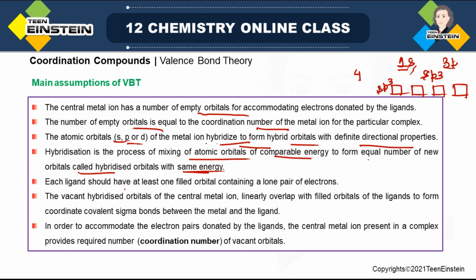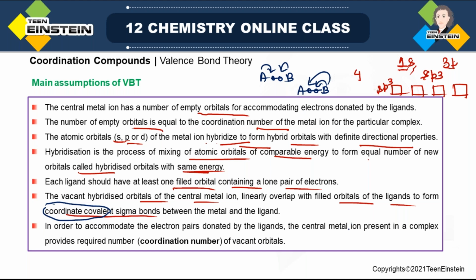Now, after its formation, each ligand should have at least one filled orbital containing a lone pair of electrons, and the vacant hybridized orbitals of the central metal ion that are just formed, suppose 4 sp3, will linearly overlap with the filled orbitals of the ligand to form a coordinate covalent sigma bond. Sometimes the coordinate bond is also mentioned as coordinate covalent bond. Basically both are the same. A covalent bond is when two electrons are present between two atoms, one given by atom A and another given by B. But if both electrons are given by one particular atom and then shared, that is actually a coordinate bond. So in this case, B is basically the ligand, because both electrons are donated by the ligand.